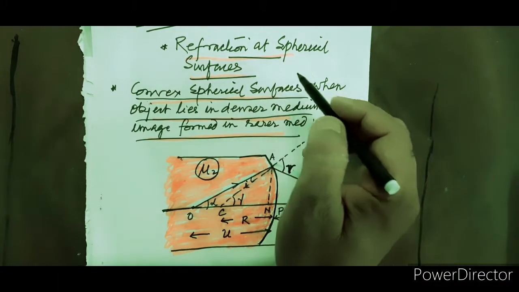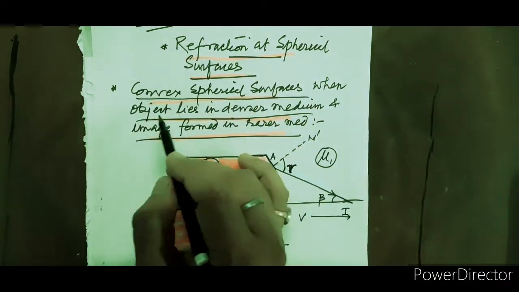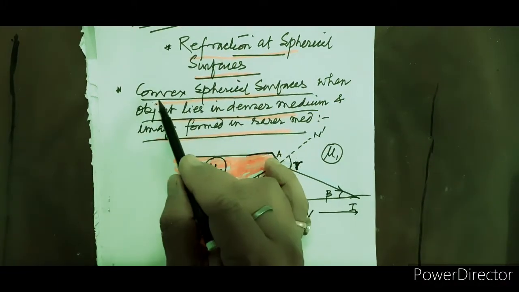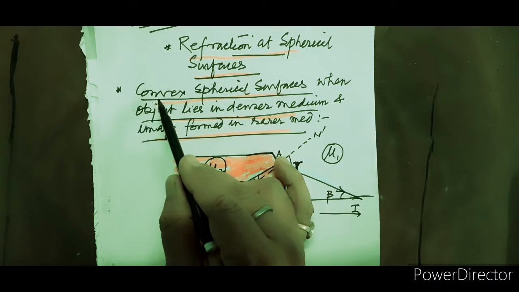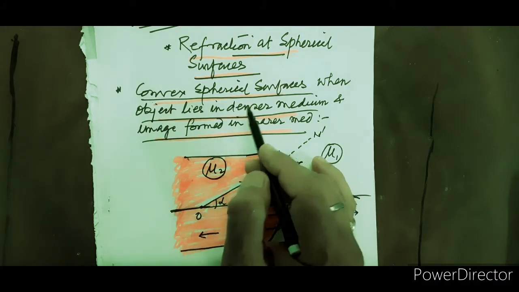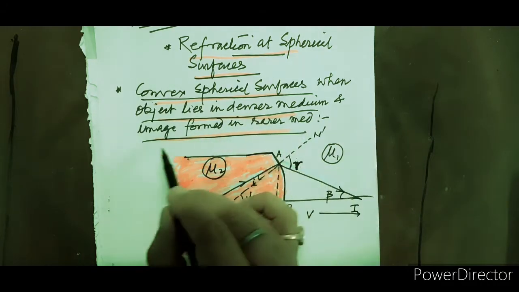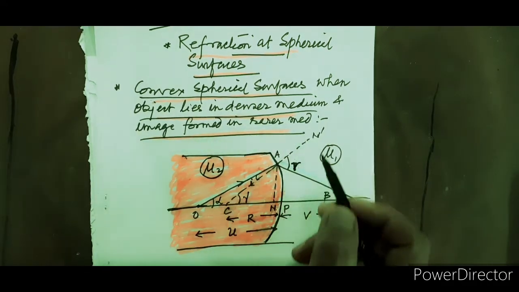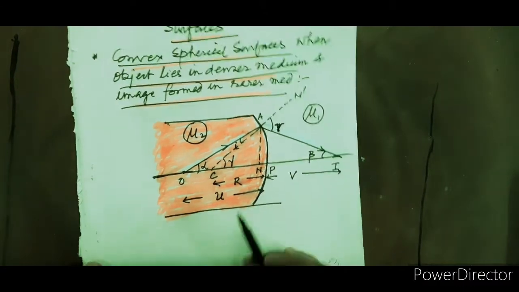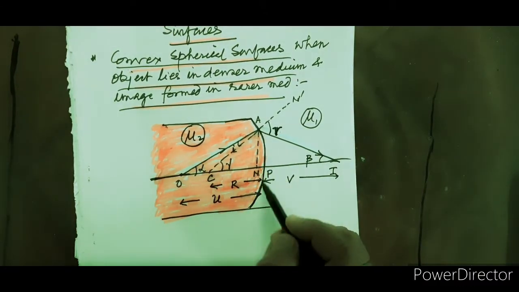Now, refraction at spherical surfaces. Number one, the first point in this video is a convex spherical surface. When the object lies in the denser medium, an image is formed in the rarer medium. You see the diagram. I have taken this convex spherical surface.